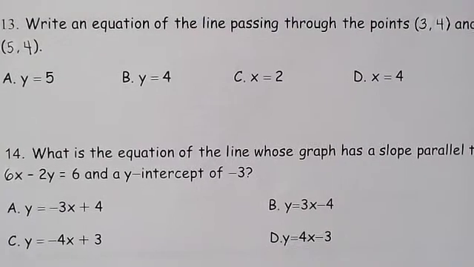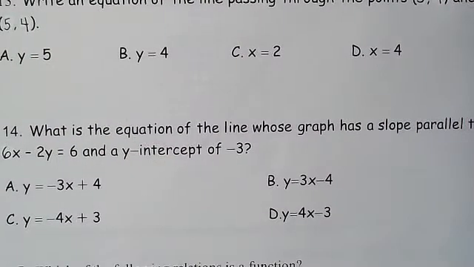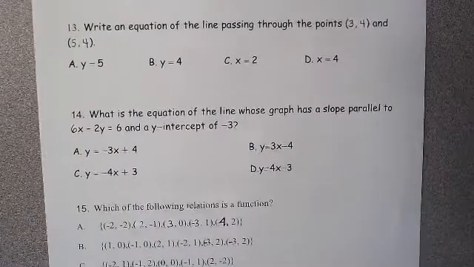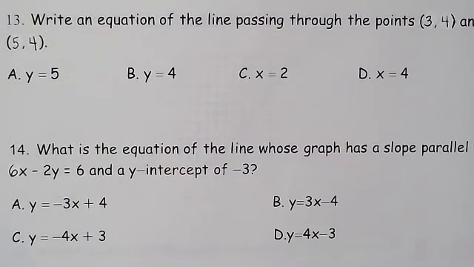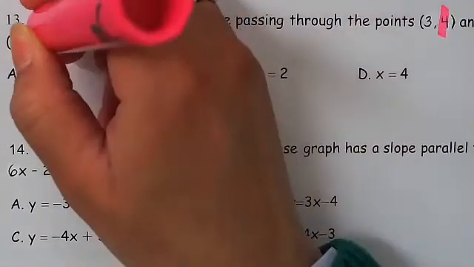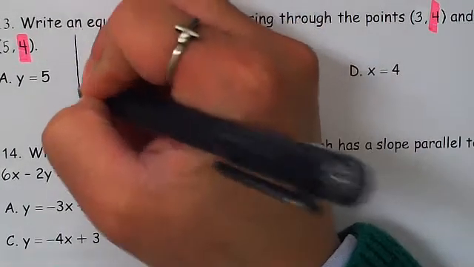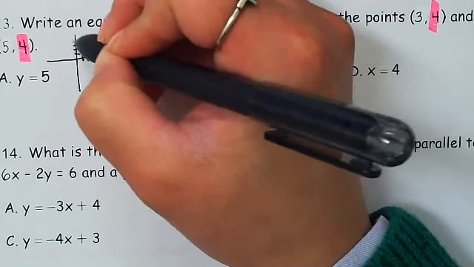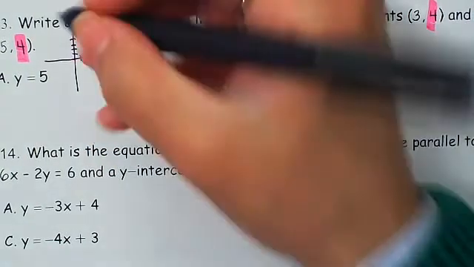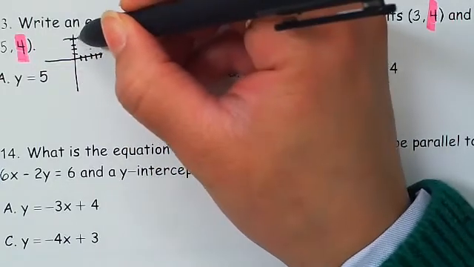Number 13 says, write an equation of a line that passes through the points 3, 4, and 5, 4. Okay. Well, 3, 4, 5, 4, if you notice, they have the y in common. And if you visualize this on a graph, 5, 4 would be like 1, 2, 3, 4, 5, 1, 2, 3, 4. It would be like right here. And then 3, 4, 1, 2, 3, 1, 2, 3, 4. It'd be like that.